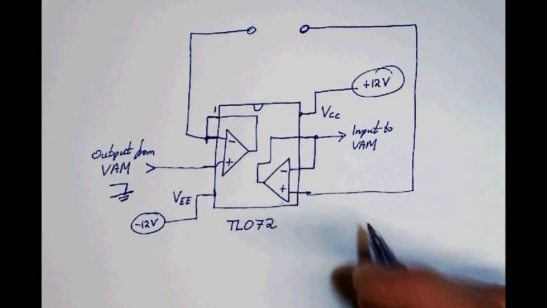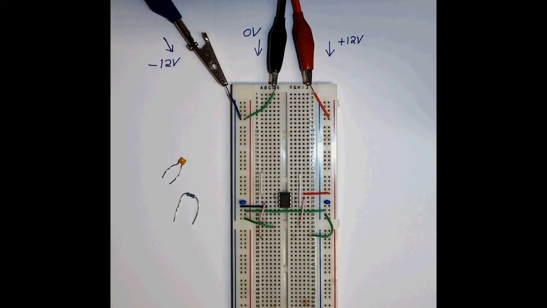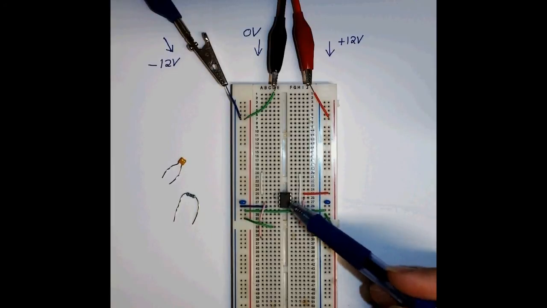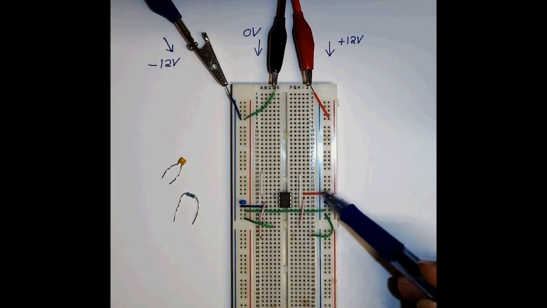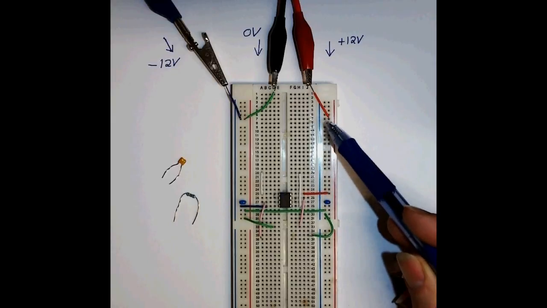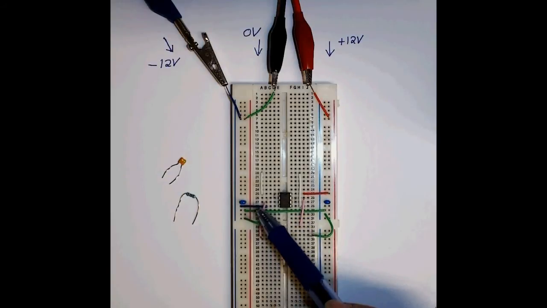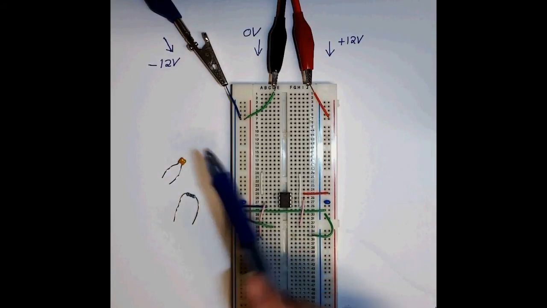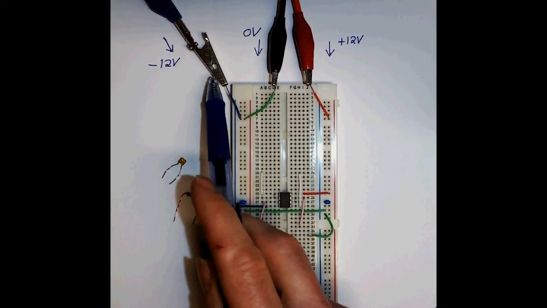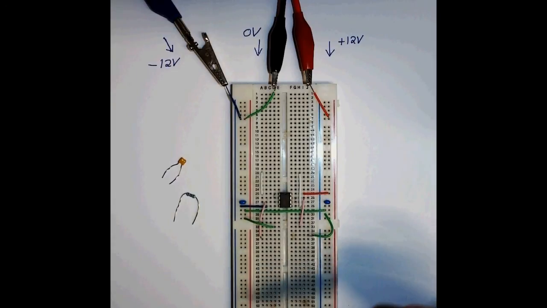Okay, let's build it. And here's one that I built earlier. Here is the TL072. You'll notice that pin 8 on it is connected via this red wire up to here, which is the 12 volt power supply. Pin 4 goes via this blue wire up to here, the minus 12 volt power supply. And I have a ground connection.